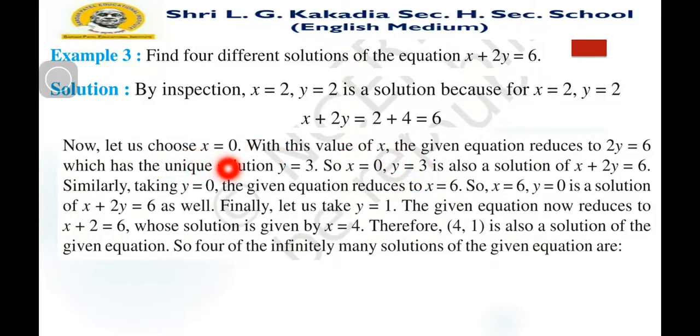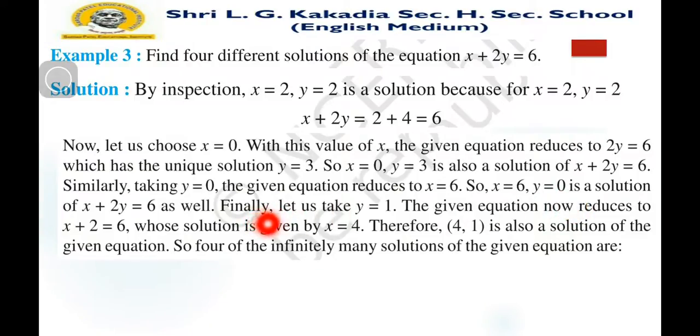Similarly, taking y is equal to 0, the given equation reduces to x is equal to 6. So x is equal to 6 and y is equal to 0 is also a solution of x plus 2y is equal to 6. Finally, let us take y is equal to 1. The given equation now reduces to x plus 2 is equal to 6, whose solution is given by x is equal to 4. Therefore 4 comma 1 is also a solution of the given linear equation.